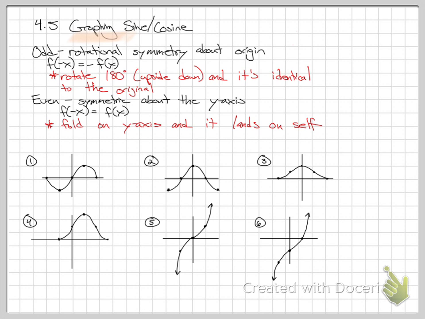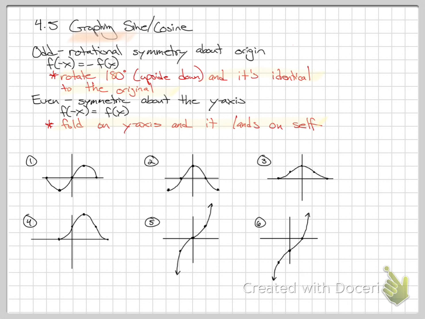Odd is when there's rotational symmetry. So we did it algebraically a lot with this part, the plug in the negative x and see if you get the opposite of the equation. But we're going to try to do it visually because we are going to graph them. So if you already have it graphed, visually is the best way to do it. So if you rotate your paper 180 degrees, which basically means upside down, and the graph is identical to the original, that's an odd function. If you can fold your paper on the y-axis and the graph lands on itself, that's an even function.